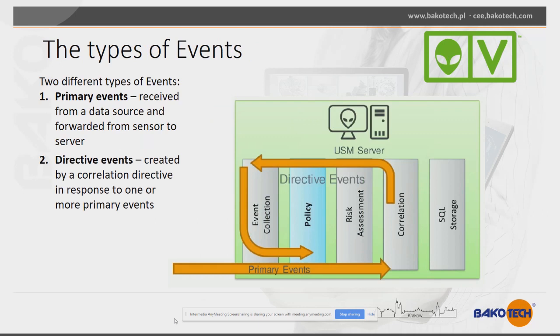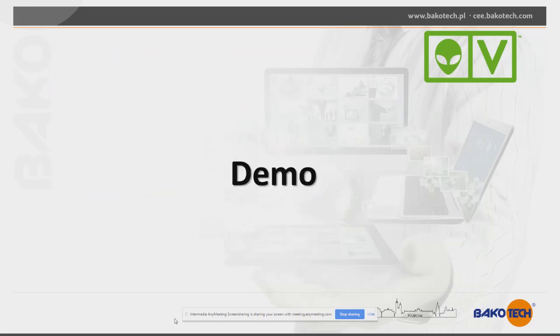It's worth adding that AlienVault distinguishes between two types of events. The first of them, primary events, are simply all normalized logs reaching the USM server from monitored assets. In turn, correlation events arise as a result of triggering correlation rules in response to one or more primary events. Of course, the web management interface allows you to define policies that handle both types of events, but in the further part of the presentation, we are just going to create a policy only for primary events. So let's move now to the demo part.